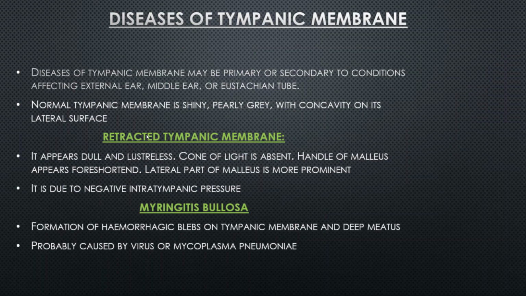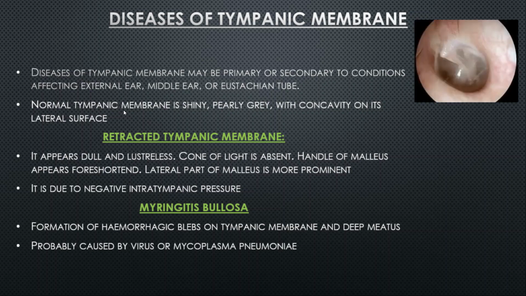Diseases of the tympanic membrane. Diseases of the tympanic membrane may be primary or secondary to conditions affecting the external ear, middle ear or eustachian tube. Normally, the tympanic membrane is shiny, pearly grey with concavity on its lateral surface. This is a picture of a normal tympanic membrane.